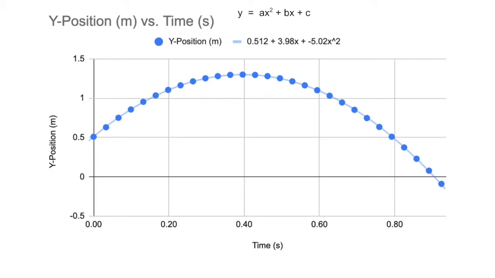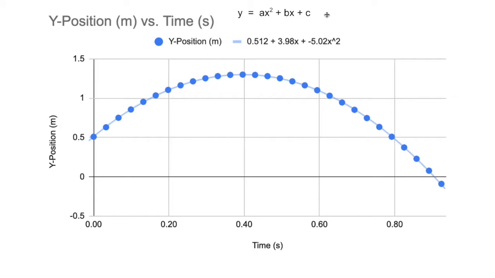This is the position versus time graph for the vertical direction, tracking the up-down motion of the ball. We see that it's a quadratic relationship, and I've used the trendline tool to find the mathematical model for the motion. One of the things I don't like about Google Sheets when it analyzes quadratic relationships is that it lists the terms in reverse order.